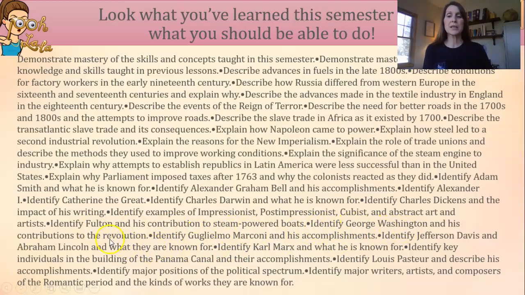Identify George Washington and his contributions to the Revolution. Identify Guglielmo Marconi and his accomplishments. Jefferson Davis, Abraham Lincoln, what they're known for. Identify Karl Marx and what he is known for.